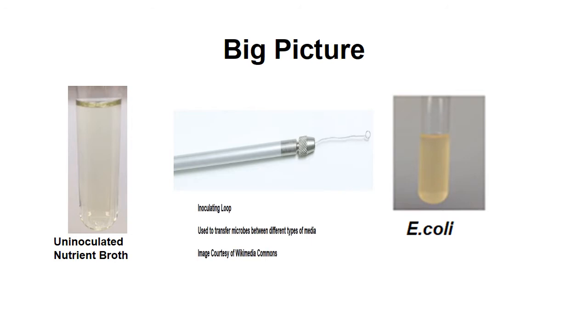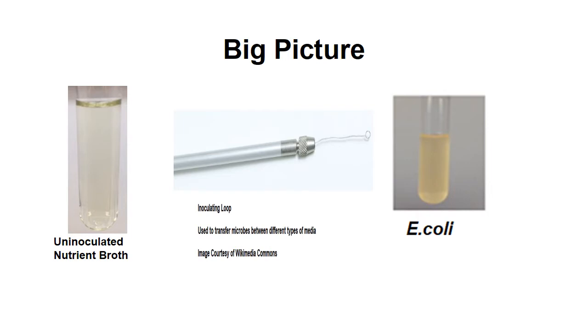and what's happening here. So on the left we have an uninoculated nutrient agar broth. So basically we have a broth with no bacteria added. We then would use our loop to aseptically transfer 1 or 2 loops to the nutrient agar broth. The result, in this case E. coli, would be a nice turbid or cloudy broth.